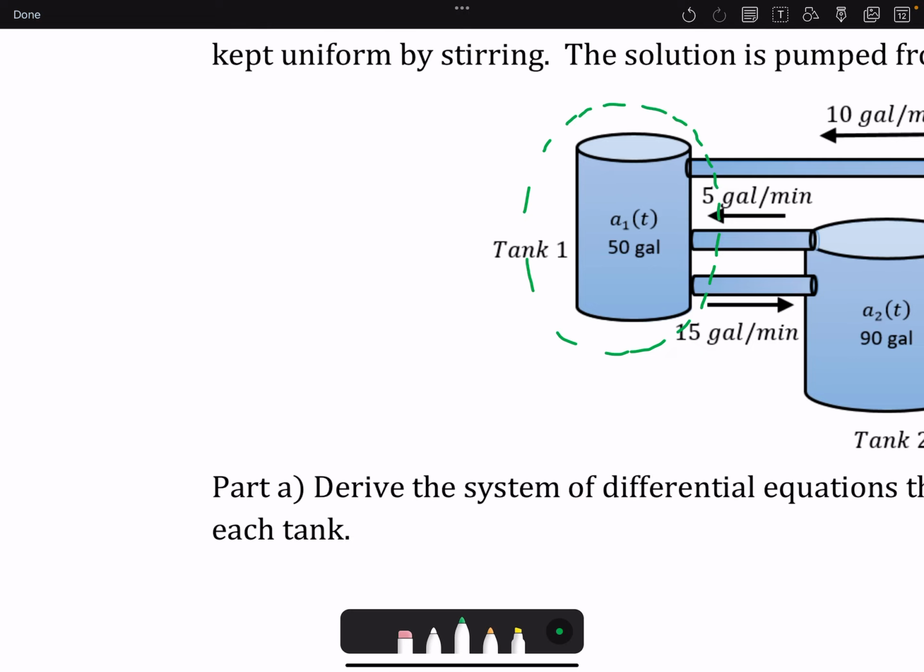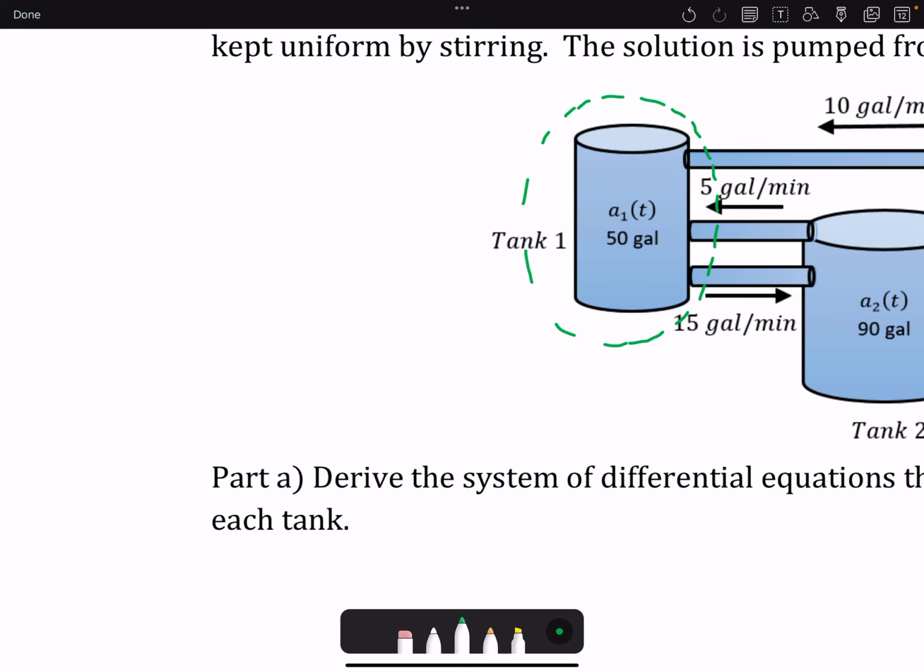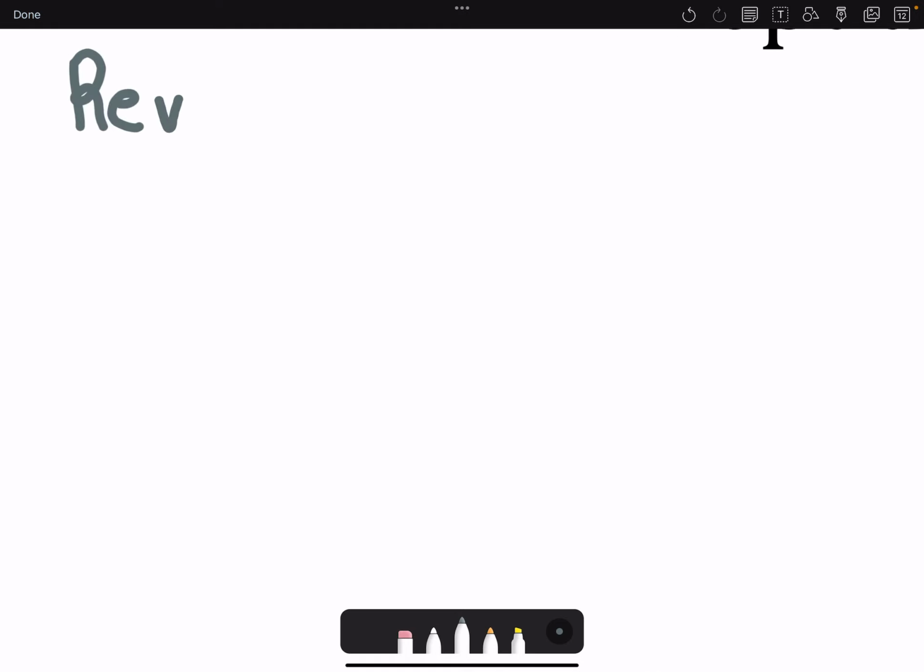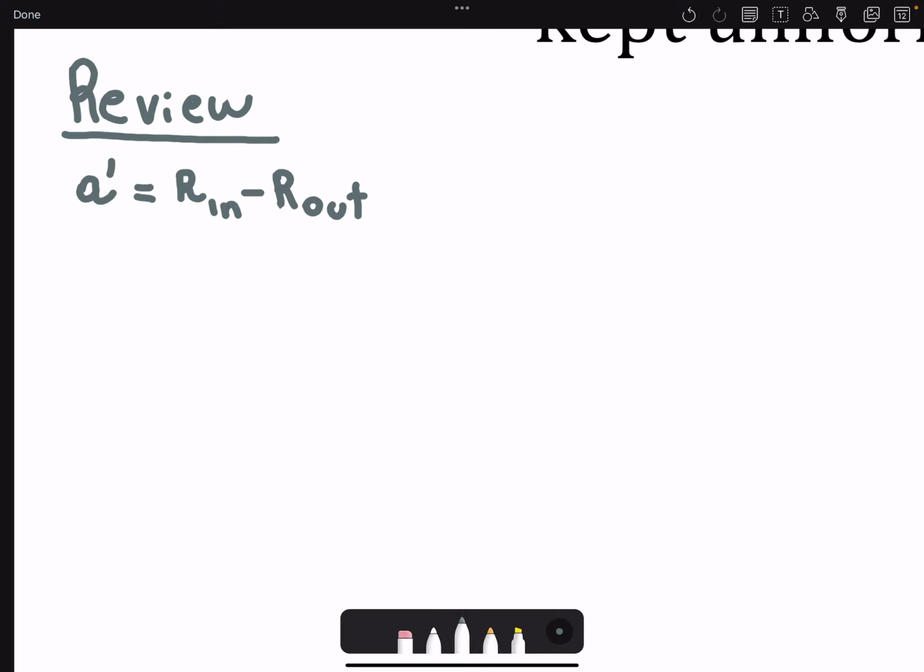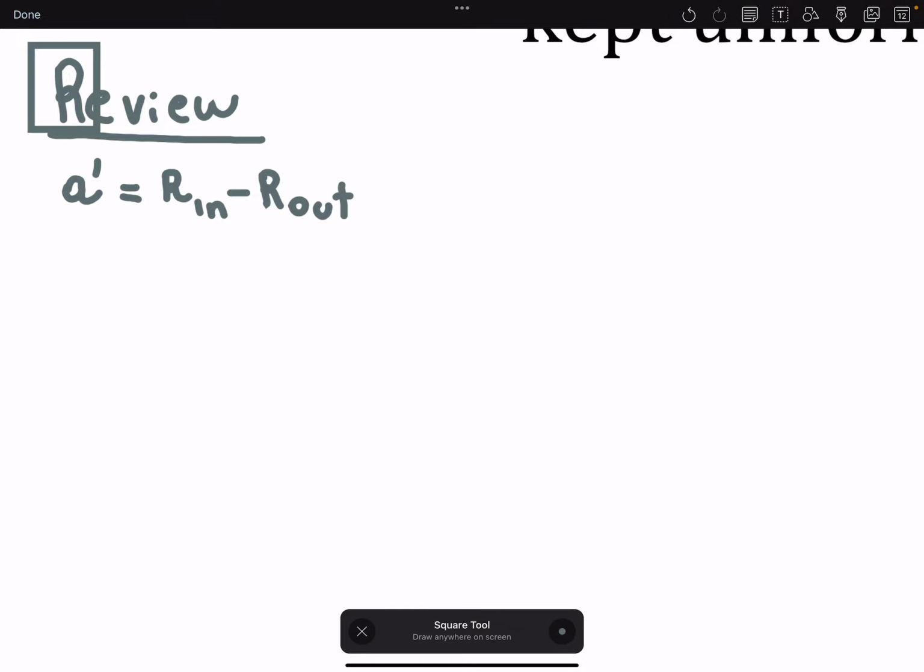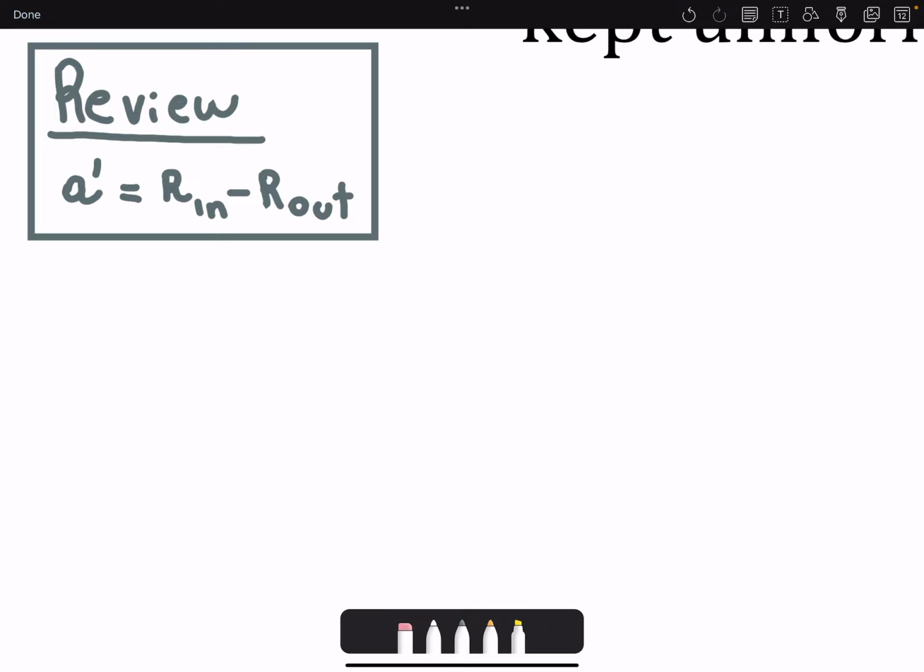What's happening in tank 1? Well, if you remember, just a little review, I'll do it in this color. When we had our little problem with one tank, what we could say is that the change in the amount of salt in the tank, so let's just say generic A prime, with respect to time, is equal to the rate in minus the rate out. So let's keep this in mind.